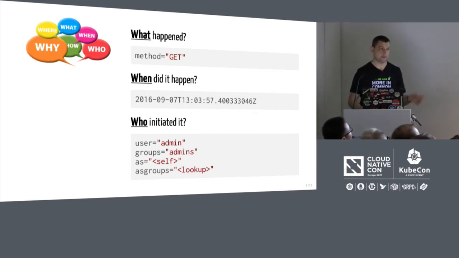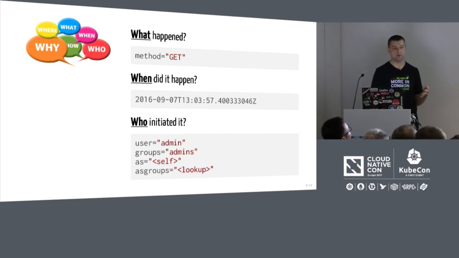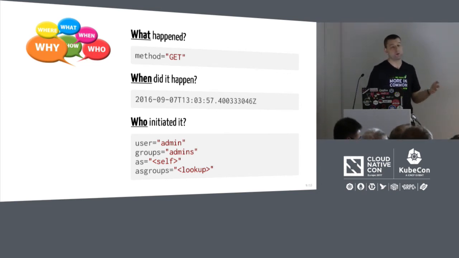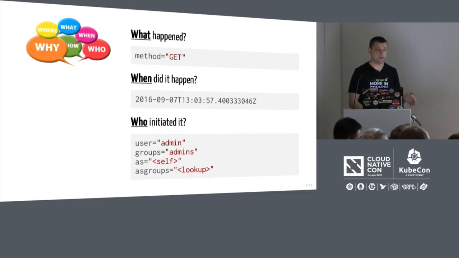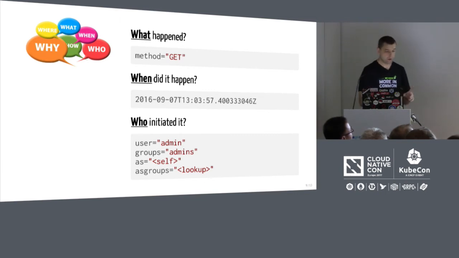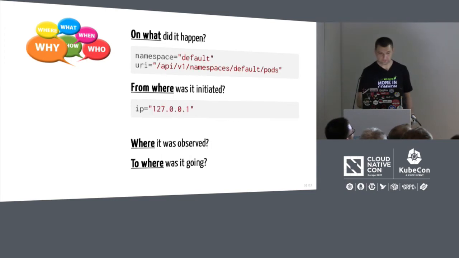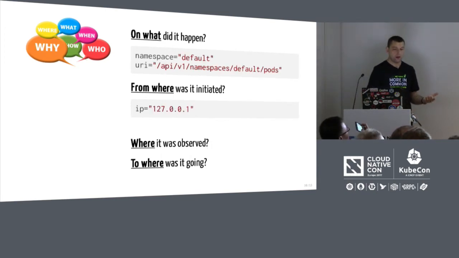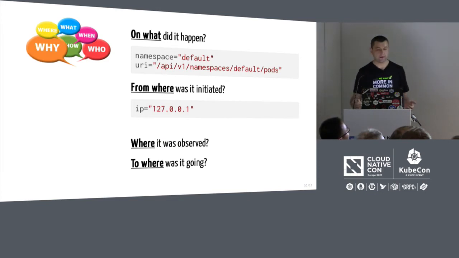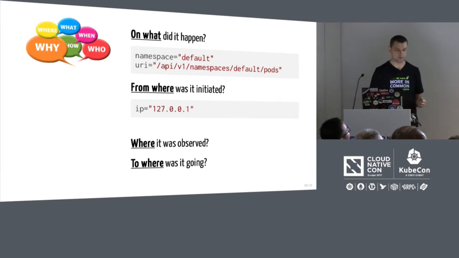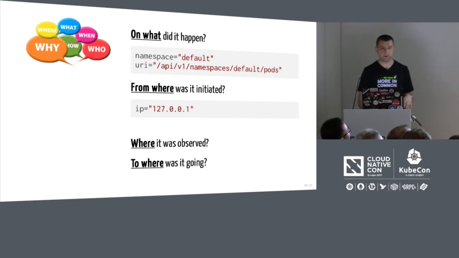And who initiated it? There are four fields of information about who actually is behind every single request. Obviously, when we use the non-secured endpoint, that will be empty, which is in the majority of cases pointless. But let's focus on the secured endpoint. We know the user, we know the groups that he's part of. We eventually know if he was working as himself or he was impersonating. On what did it happen? Here we just present the URI that the request was targeting, and from where was it initiated. Obviously, that will be the client's IP.